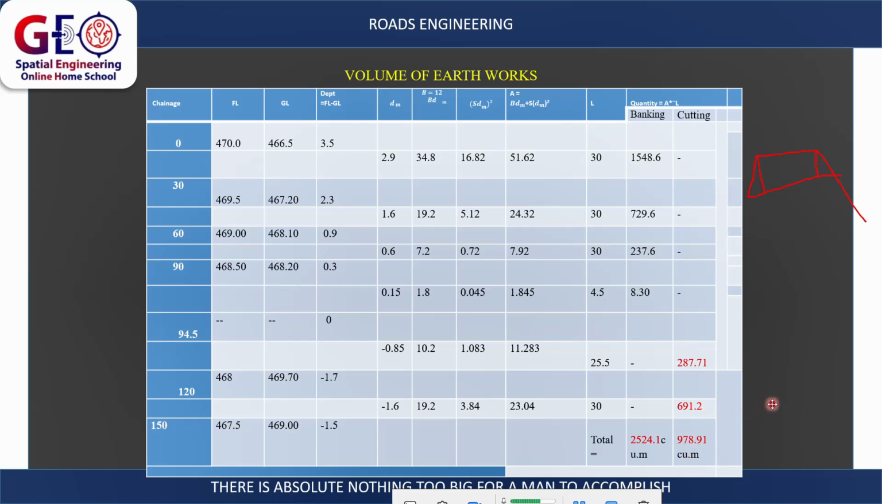So if we want to take a balance, and know how much ground we are going to bring into the site, that means we are going to take 2,524.1 meter cubic minus 9,789.98, 978.98 meter cubic. It is going to give us the volume of earthwork that will be required on the site for the roadwork.